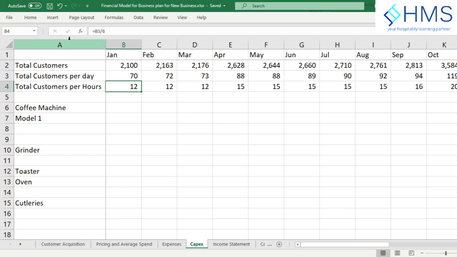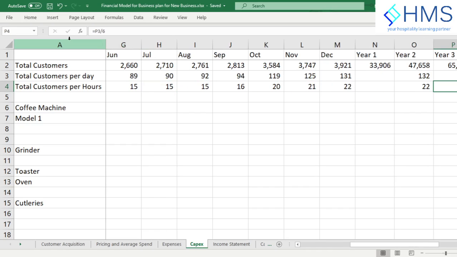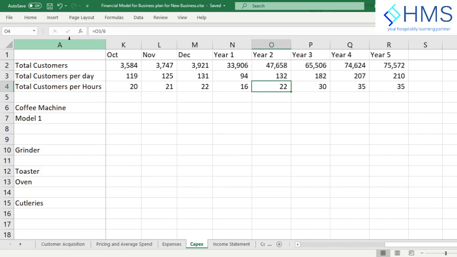So this is how you can make the capex decisions coming out of models which are predictive, and you can see how much we are going to need. So this way it's easier. And on average, first year is 16, second year is 22, third year 30, and then 35, right?